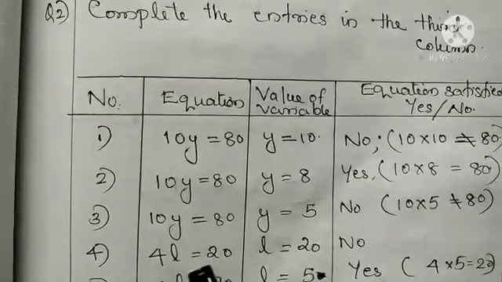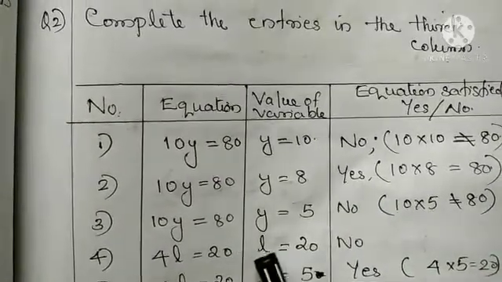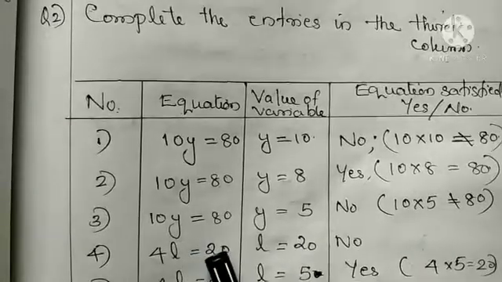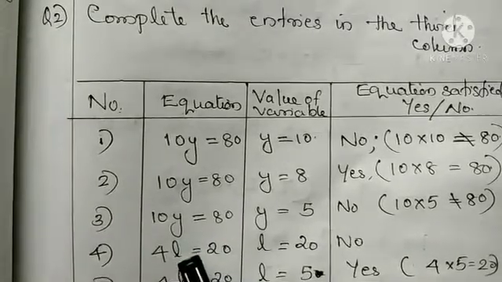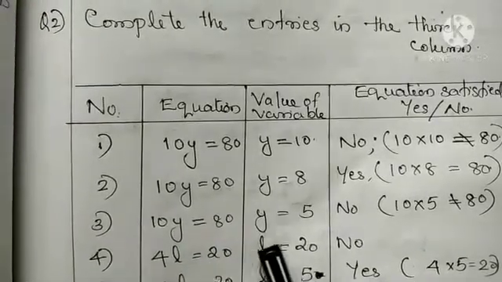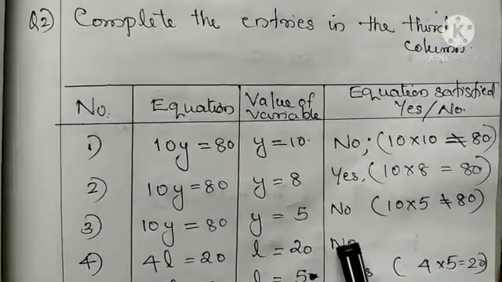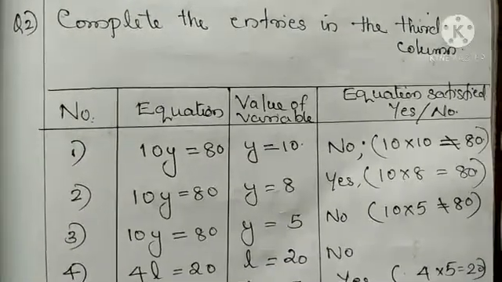Okay. Next one, 4l equal to 20, l equal to 20. If we substitute here 4 into 20, not equal to 20. So this 20 is not the value of l. Okay.